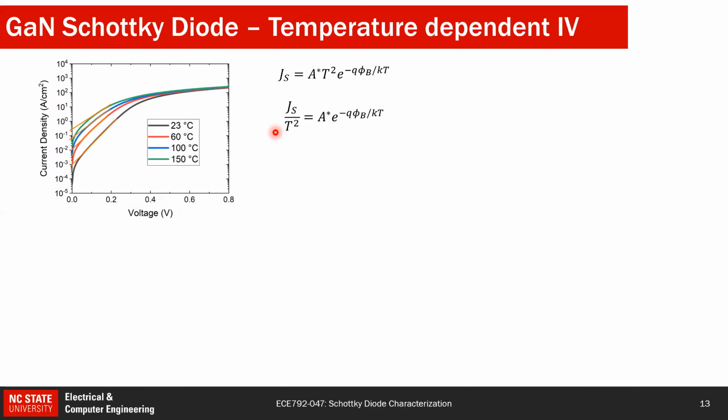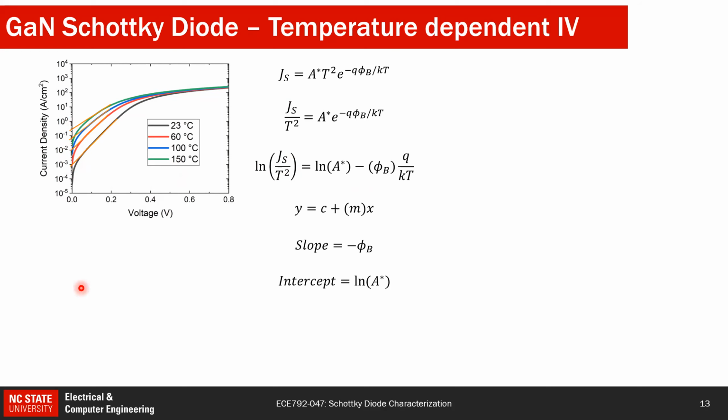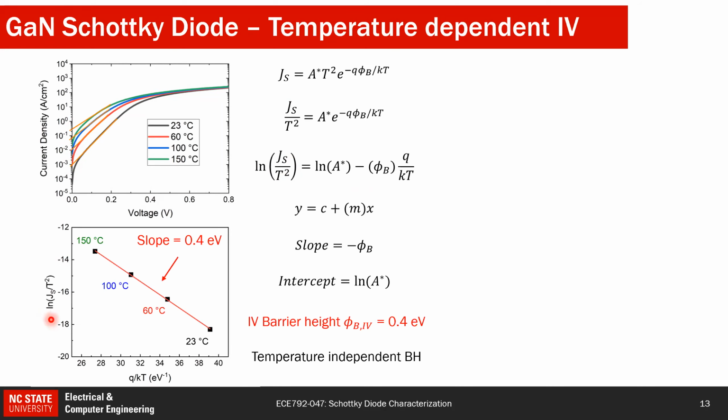And if I take ln of this graph, then I again have the same line equation. From this I0, I can plot a graph of ln of JS by T square, which is extracted from this, and based on each temperature I can make these points. When I plot it, you can see we have a very straight line, and the slope of this line will give me the phi b. And if I take the intercept where this reaches 0, then I can also get A star.